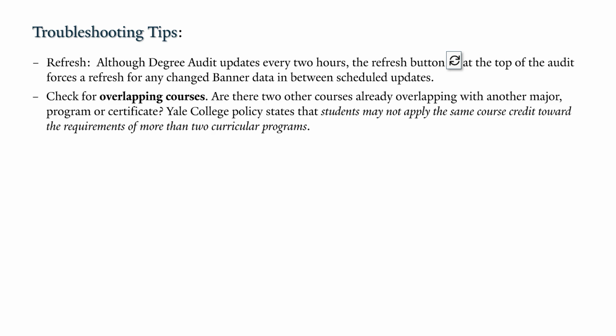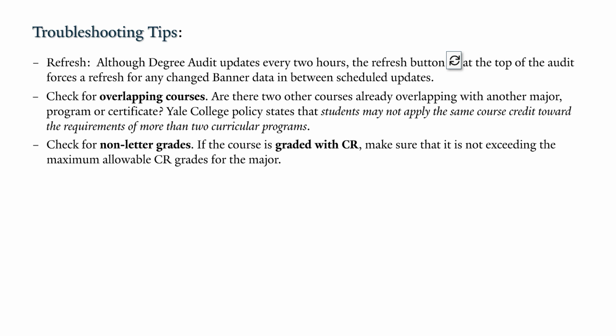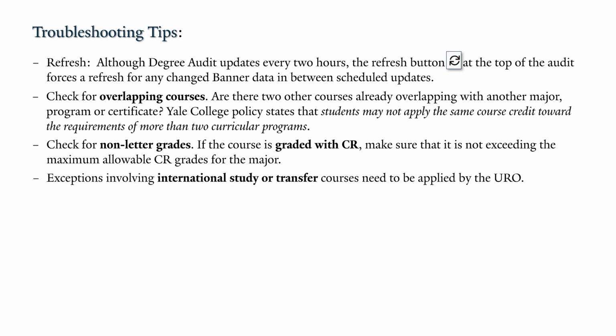Check for overlapping courses. Are there 2 other courses already overlapping with another major, program, or certificate? Yale College policy states that students may not apply the same course credit toward the requirements of more than 2 curricular programs. Check for non-letter grades. If the course is graded with a CR, make sure that it is not exceeding the maximum allowable CR grades for the major. Exceptions involving international study or transfer courses need to be applied by the URO.